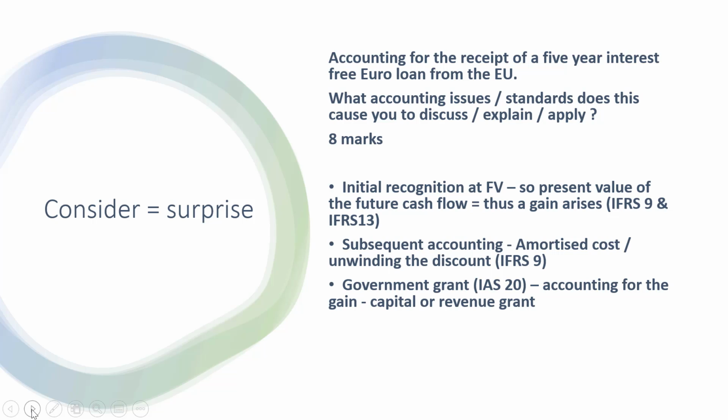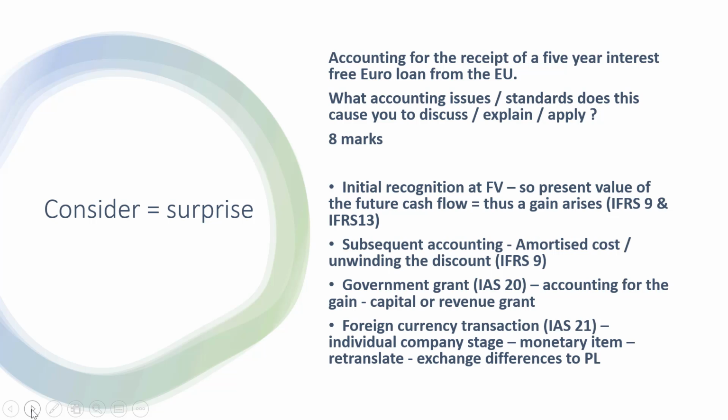Yeah, foreign currency. It's in euros. You've been given euros. As an individual company, you've been given euros. You have a monetary liability in a foreign currency because the assumption is we function in dollars. So what you've got, therefore, is at the year end, a monetary liability in a foreign currency, which will therefore need to be retranslated at the closing rate with the exchange difference going to P&L. Yeah? With the exchange difference going to P&L.